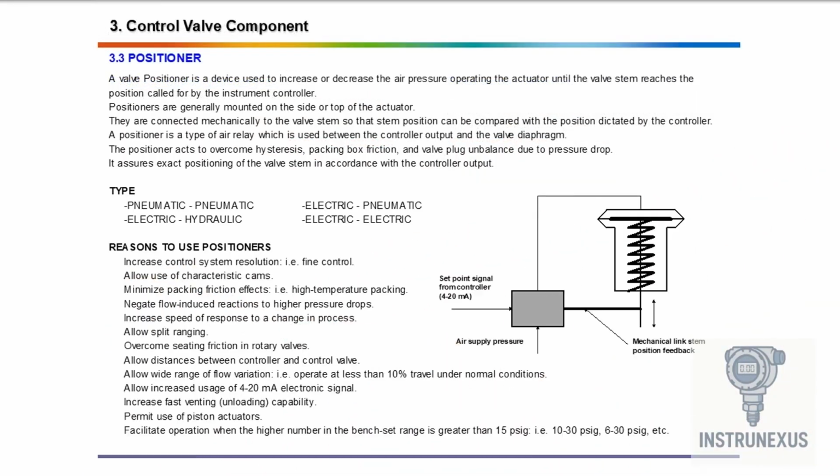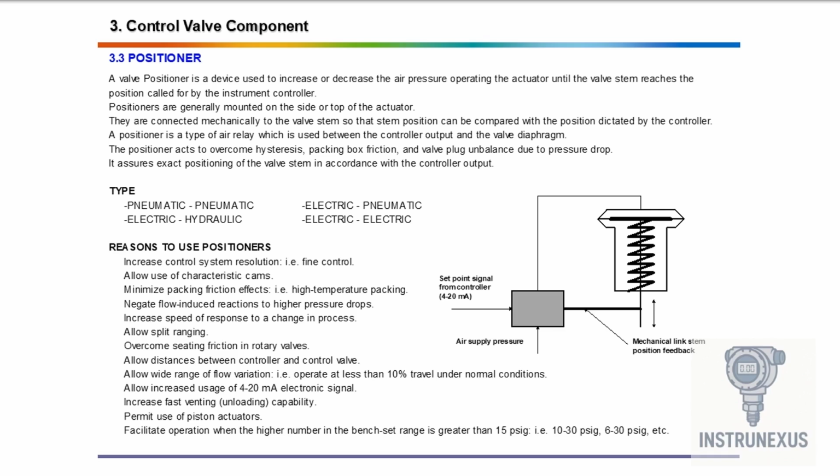Positioner. In any process control system, precision is key. And when it comes to controlling valves, even the slightest deviation can impact efficiency, safety, and performance. That's where valve positioners come into play. A valve positioner is a device used to accurately position the valve stem based on the signal received from the controller. Think of it like a personal assistant for the valve actuator.